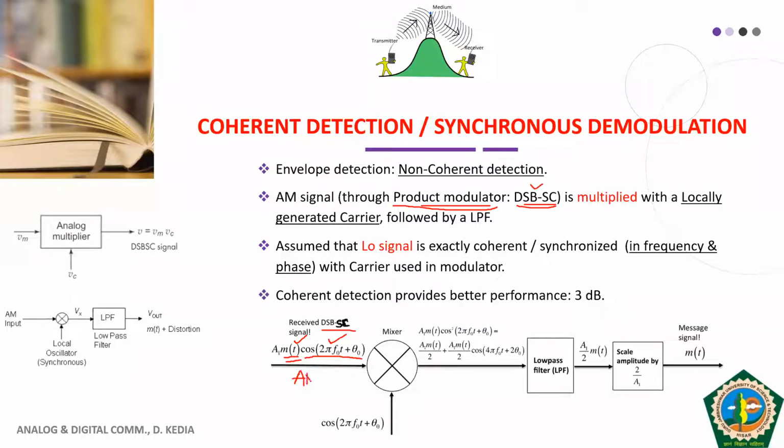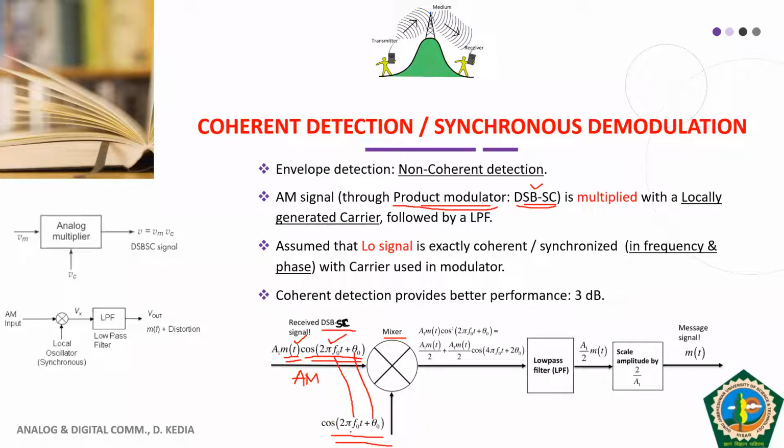So when we receive this AM signal through product modulation from the transmitter side, at the receiver side we generate a local oscillator signal cos(2 pi f naught t plus theta naught), and we multiply. Mixer means we mix the two signals through multiplication. You observe the frequency of the carrier at the transmitter and the local carrier are exactly the same. The phase of the carrier at the transmitter and the locally generated carrier at the receiver is also the same. That is the meaning of synchronization. So if you multiply these two signals mathematically, what will happen?